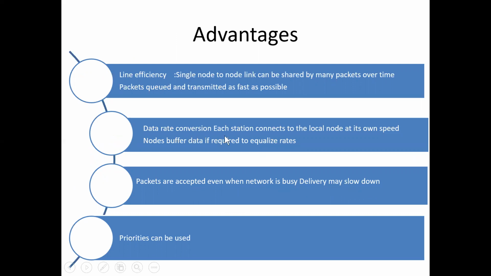The data rate of each station connects to the local node at its own speed. Hence, there can be buffering of the data to equalize these rates. So there may be some advantages and disadvantages of this kind of network. Now let us go from message switching to packet switching. We have seen circuit switching, the requirement of switching, and now we are going towards packet switching.